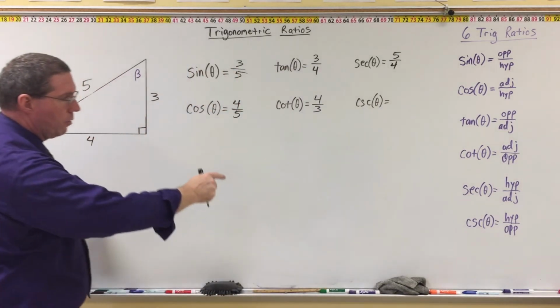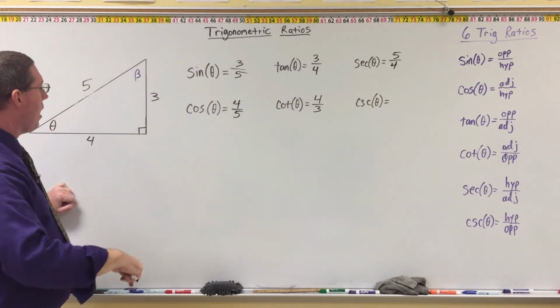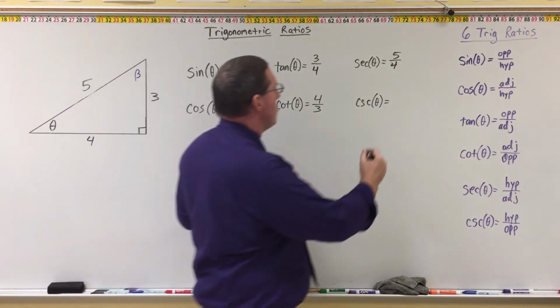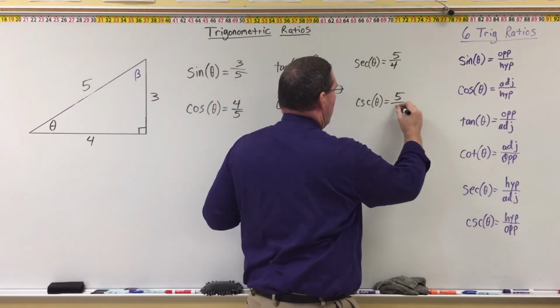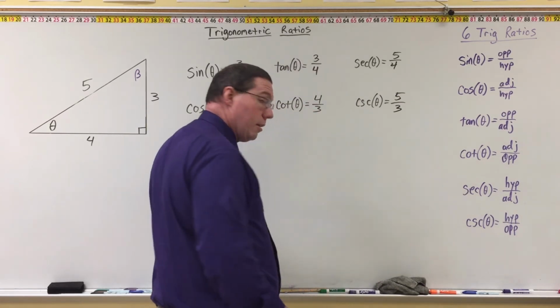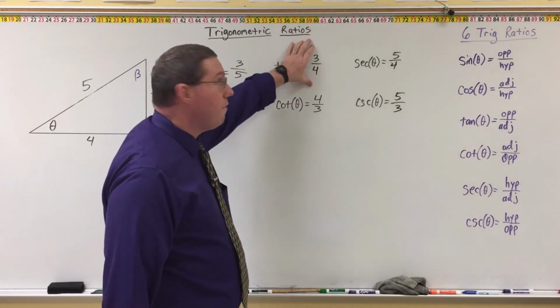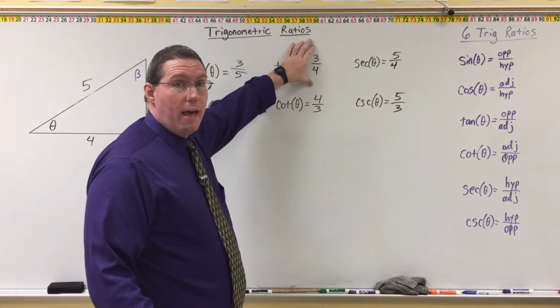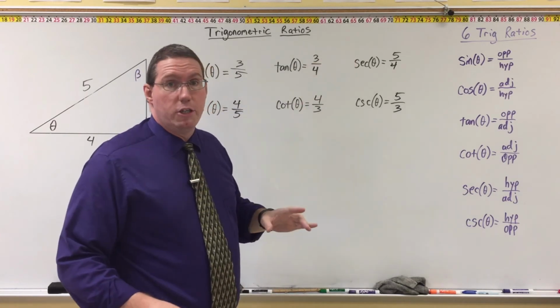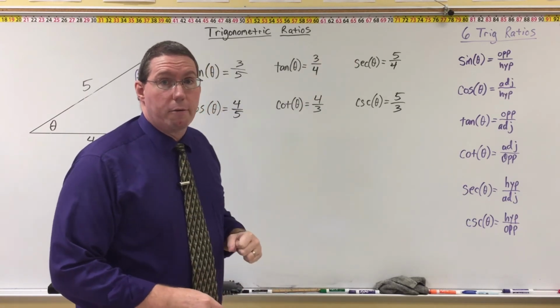Cosecant is the ratio between the hypotenuse and the opposite side. So hypotenuse 5, opposite side 3, so cosecant is 5 over 3. And so you can see how with the Pythagorean theorem, we were able to just take one of the ratios and then identify the other 5 ratios just using the Pythagorean theorem.